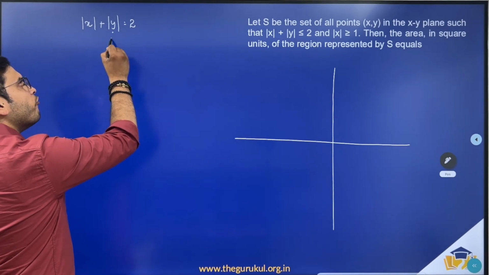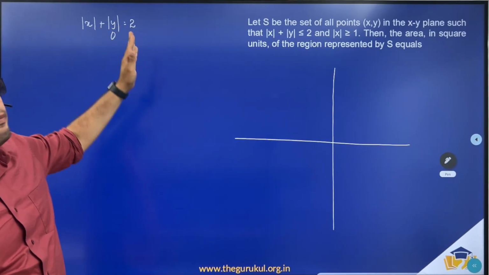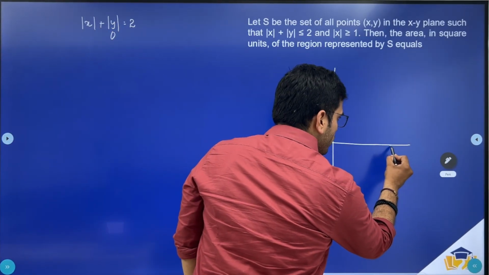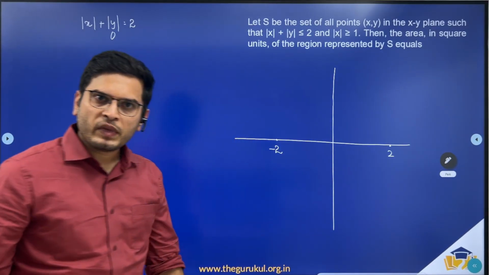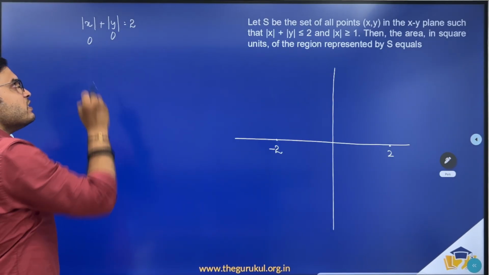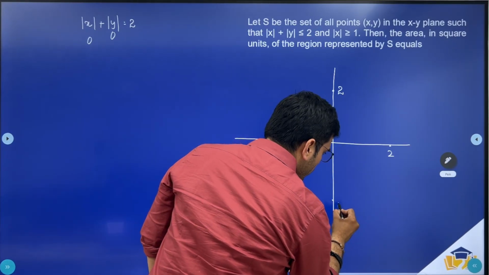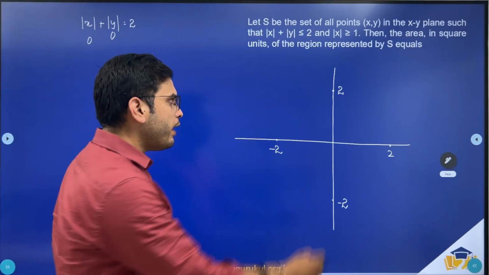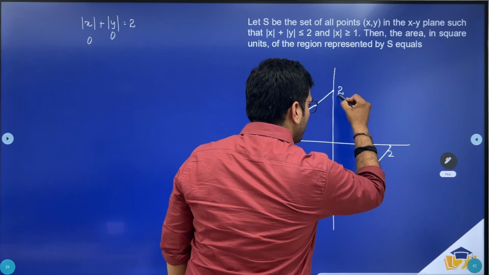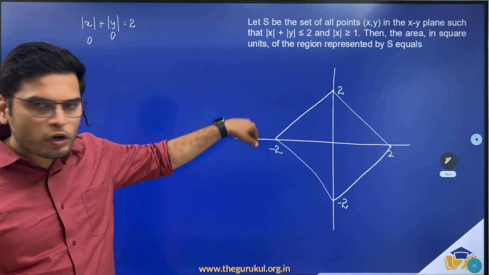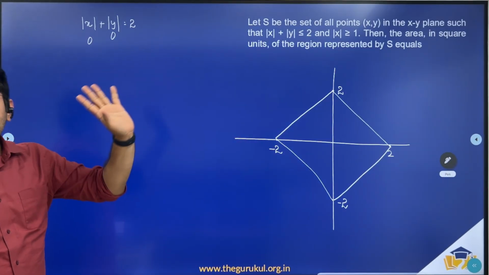Now let me put the value of y as 0. If the value of y is 0, mod x should be equal to 2, so the value of x could be 2 or minus 2. Similarly, if I put the value of x as 0, the corresponding value of y would be either 2 or minus 2. Now we have a square being formed. For all the points on these 4 line segments, they satisfy the equation mod x plus mod y is equal to 2.